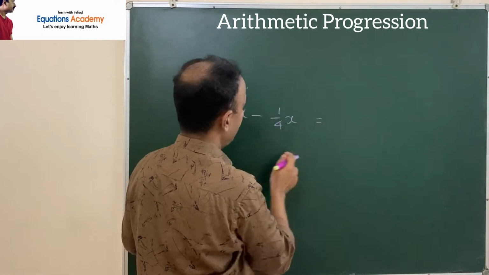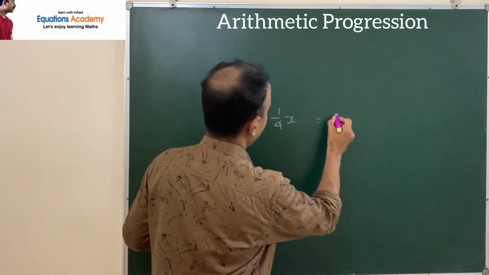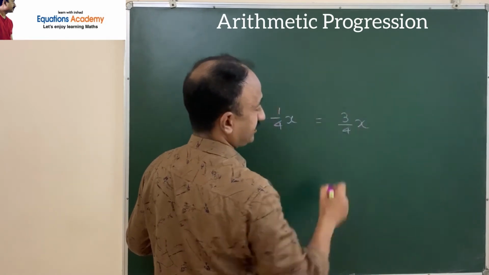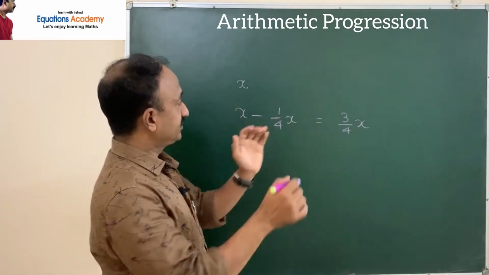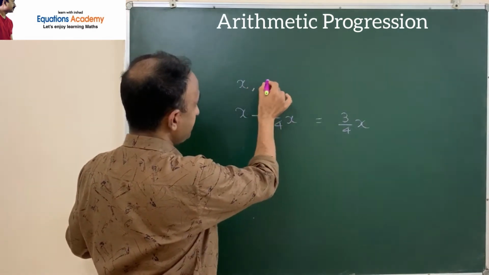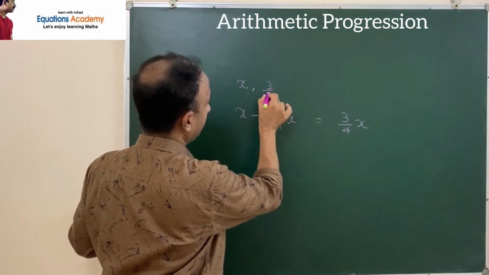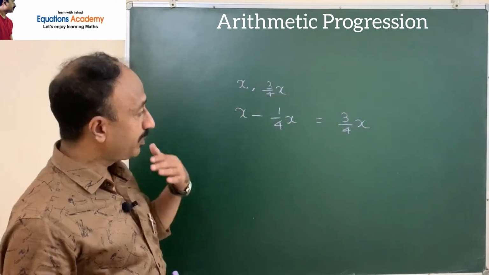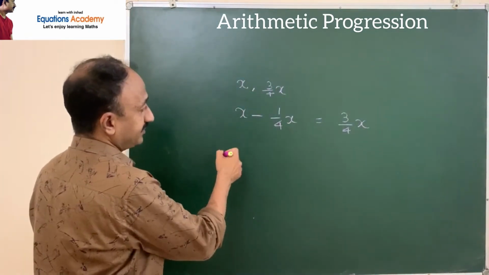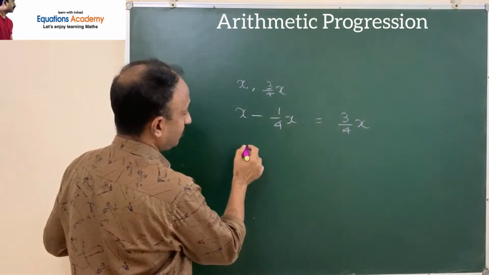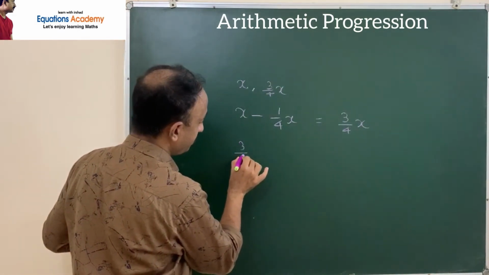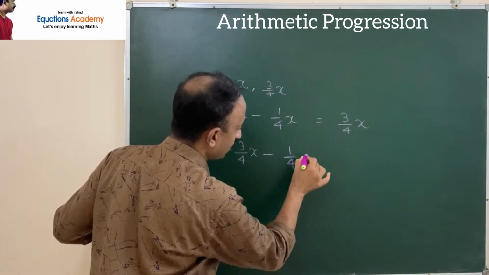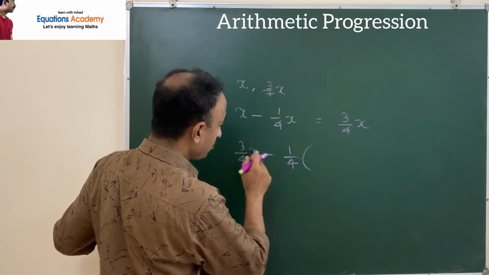This is equal to (4x minus x) by 4, so it is 3/4 x. This is the first term, and the second term we got is 3/4 x. What will be the next? Again it removes 1/4 of the same quantity. So the third will be 3/4 x minus 1/4 of this quantity.